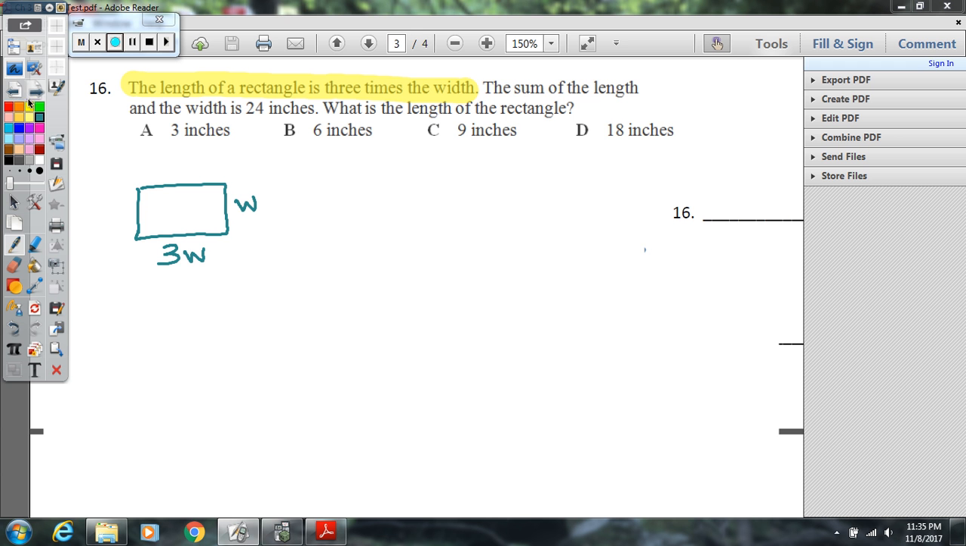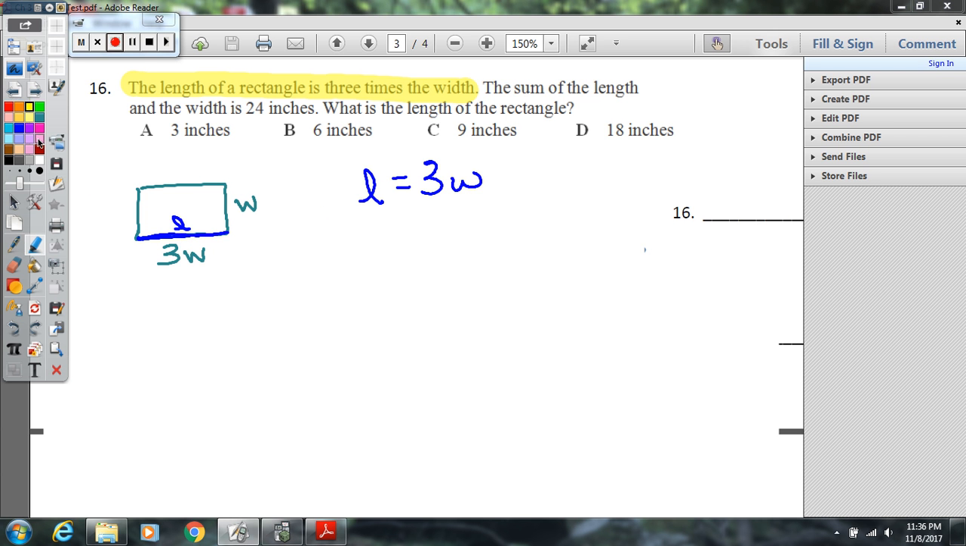Let me back up for a second, because we're dealing with a system of equations and I want to have two variables. I don't have two variables here. Guys, if it says the length of the rectangle is, can't I say L equals 3 times the width? So L equals 3W? Which is what I just did, because this length right here is equal to 3W. So that's my first equation.